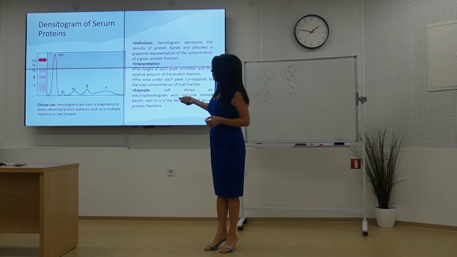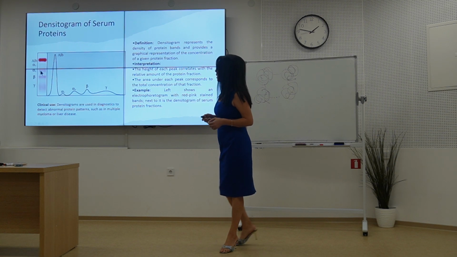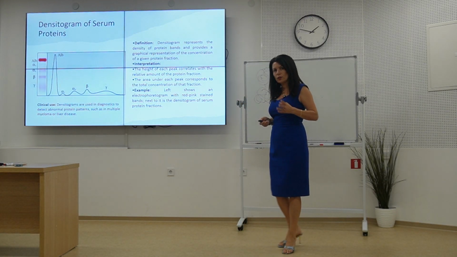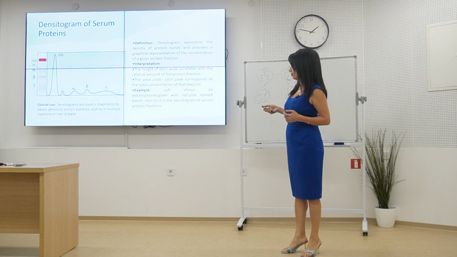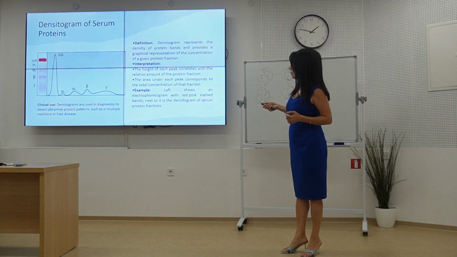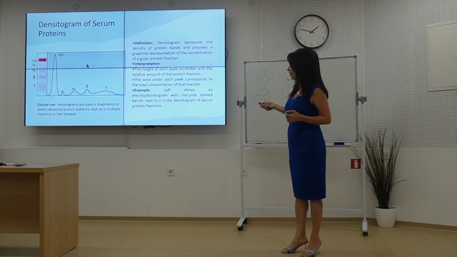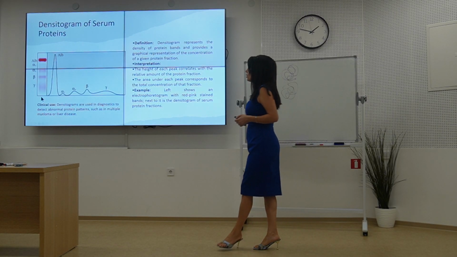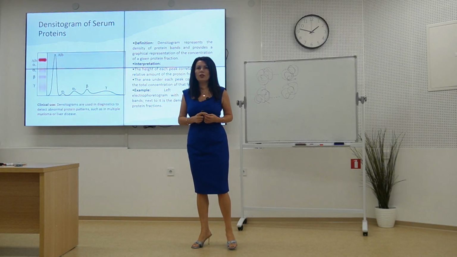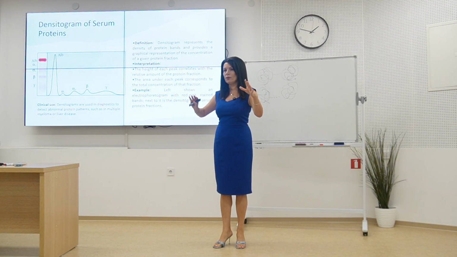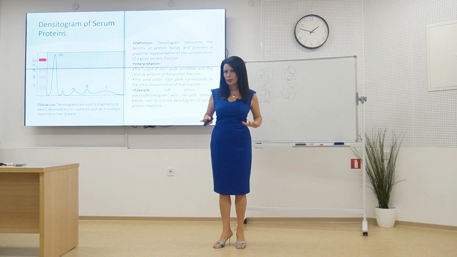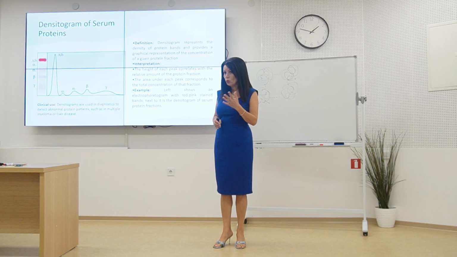Here on the left, this one in red and pink is an example of an electrophoregram. And this one on the right is called a densitogram. The clinical use: densitograms are used in diagnostics. If there are changes in the level of these serum proteins, we can make a diagnosis.